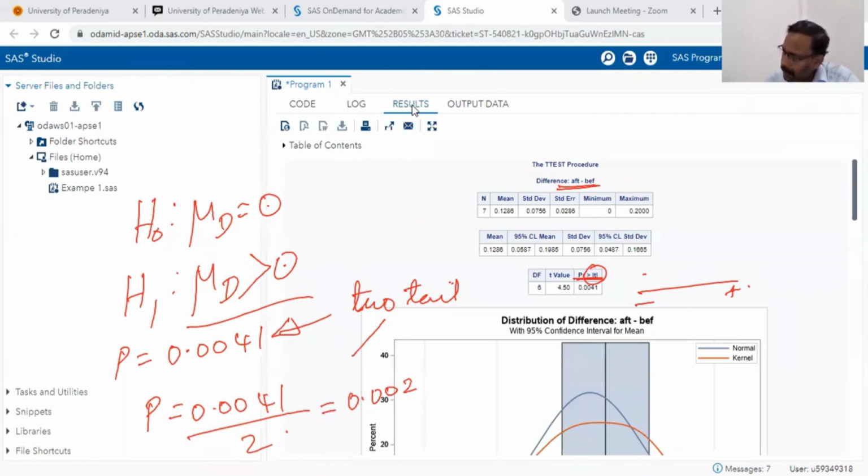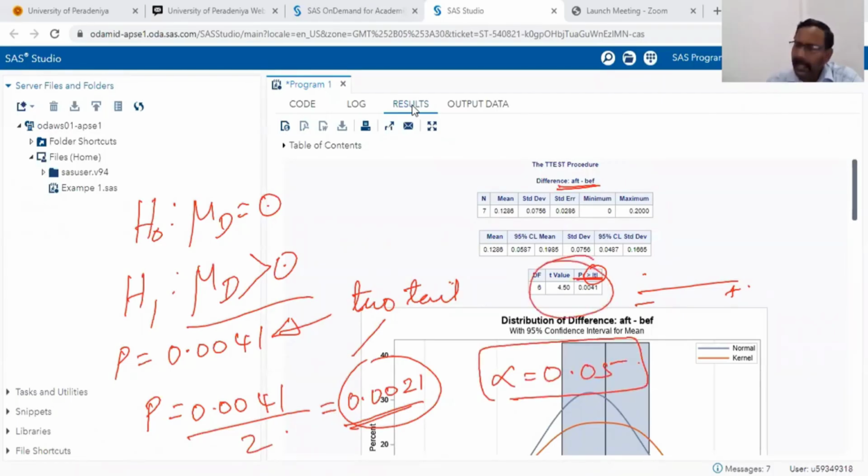Sorry, what is the answer? Let's say 21, the closest answer, right? So now this is my p value. Now consider my alpha value. It is 0.05.